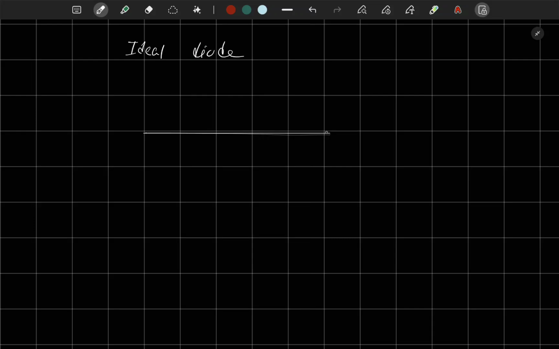The IV characteristic of an ideal diode will look something like this. This part is the forward bias, and this is the reverse bias. The y-axis is current and the x-axis is voltage. Now observe this graph and try to understand what it means.